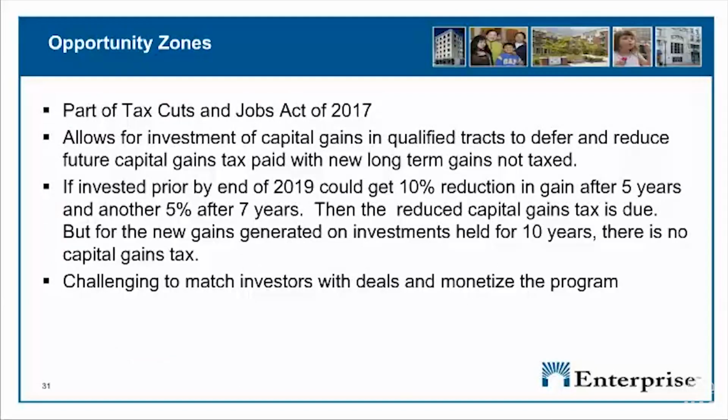And then, in the interest of time, I'll focus on opportunity zones and leave other 538 questions to the overall Q&A session. But opportunity zones. So this is something that was part of the Tax Cuts and Jobs Act of 2017. It was kind of a surprise that it would actually be included. It had been something Enterprise had worked on for a long time, but did not expect it to move, and then it showed up. So that's a good thing, and we're actively pursuing this right now. In the final analysis, it allows for the investment of capital gains into qualified census tracts to defer or reduce future capital gains tax paid, with new long-term gains not taxed.